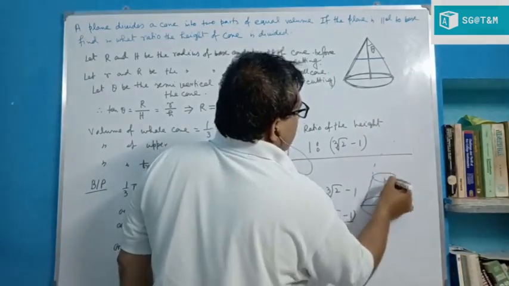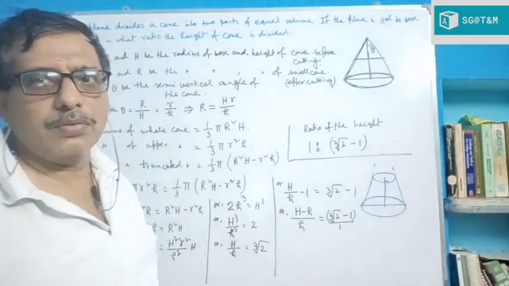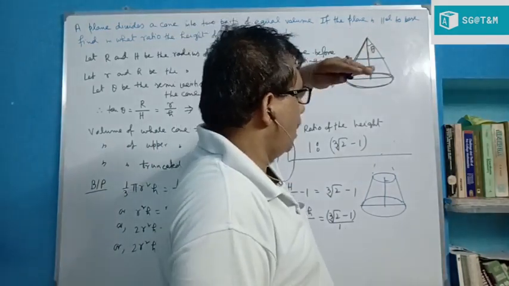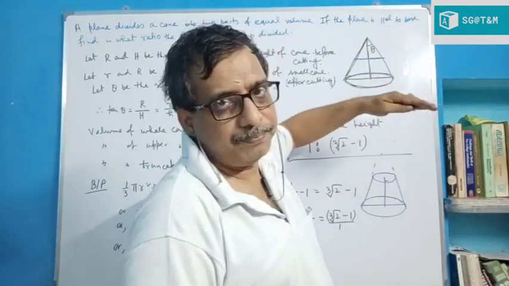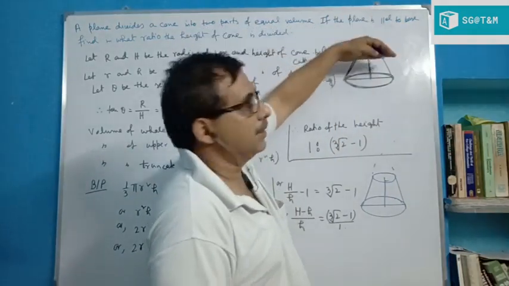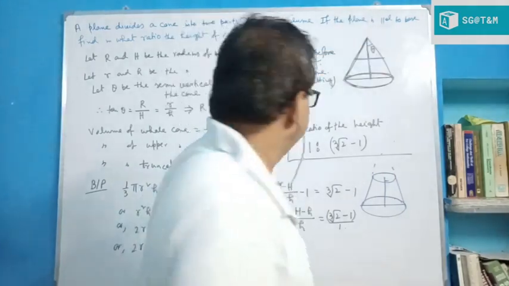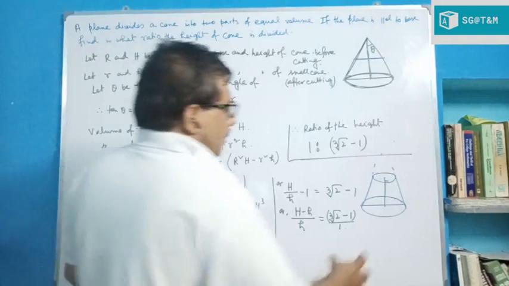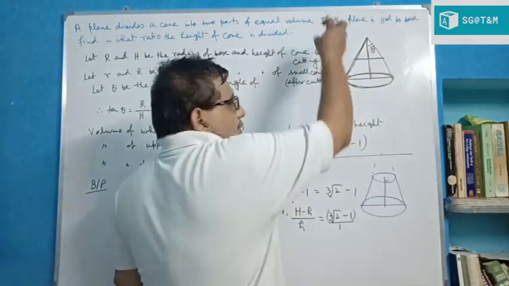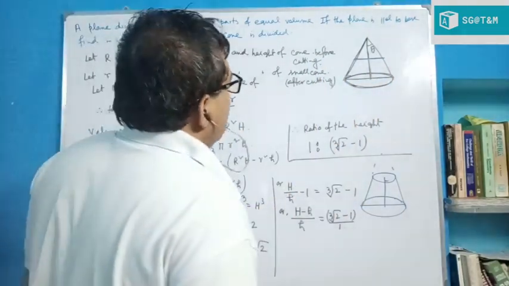The volume of the upper portion equals the volume of the truncated cone. Then we have to find at what height the plane cuts the cone. That means we have to find the ratio of these two heights. The truncated cone and the upper portion, which will obviously be a cone, have equal volume.